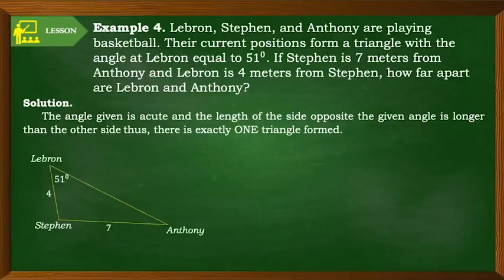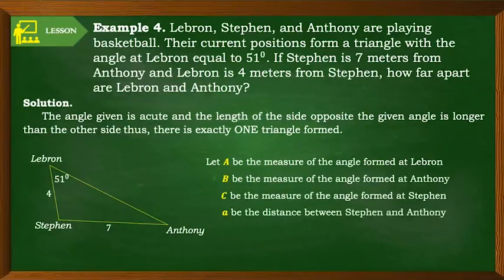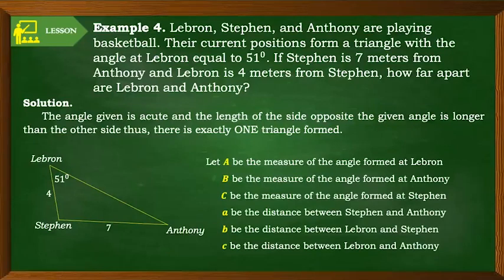So here it is. So let's assign variables. Let A be the measure of the angle formed at LeBron, B be the measure of the angle formed at Anthony, C be the measure of the angle formed at Stephen. Small letter a be the distance between Stephen and Anthony, small letter b be the distance between LeBron and Stephen, and small letter c be the distance between LeBron and Anthony. So please take note that the problem is asking us the distance between LeBron and Anthony. So we are looking for c, side c.